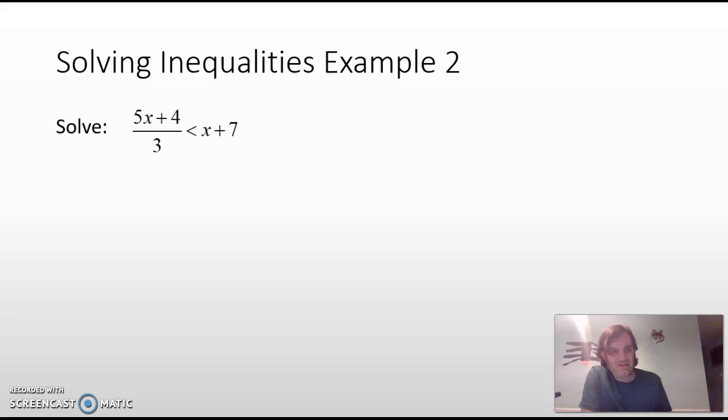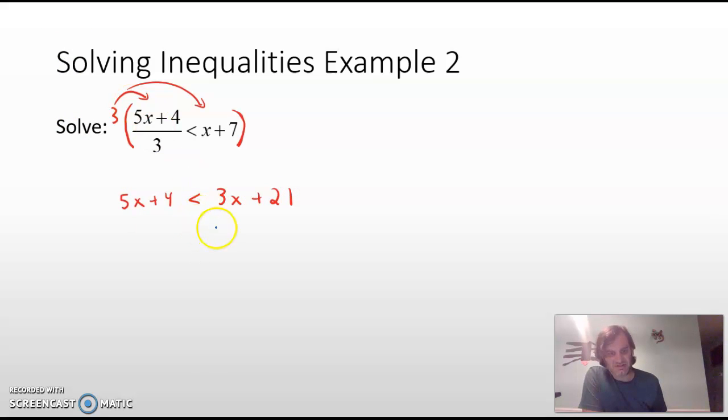Okay. Another example here, we've got the fraction (5x plus 4) over 3 is less than x plus 7. So if I think about how to solve an equation, I really don't like fractions, so I'm going to multiply both sides by 3. On the left-hand side, that cancels out the denominator and gives me 5x plus 4. And that's still less than, and now we'll multiply 3 on the other side, it'll be 3x plus 21.